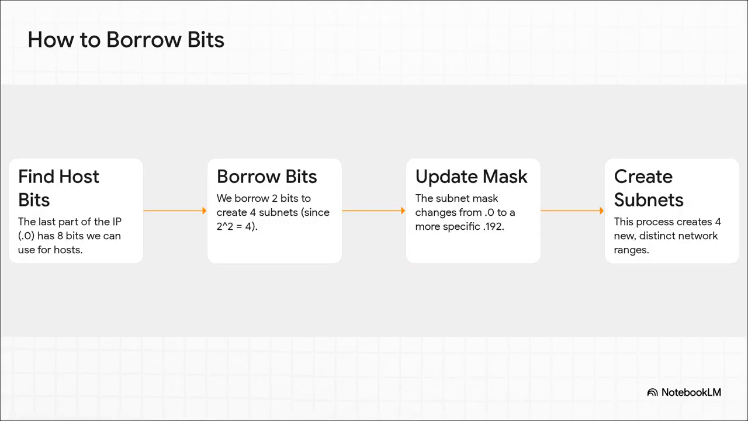So how do we actually do it? Well, first we look at the host part of the address. That's the section we can play with. Now, to create 4 subnets, we need to borrow 2 bits from that host section, because 2 to the power of 2 gives us 4 unique combinations. And here is the absolute key. By borrowing those bits, we're basically making the network part of the address a tiny bit longer. This forces us to update our subnet mask to reflect that new, longer network ID. And that one simple change is what creates our 4 new, distinct side streets, our subnets.